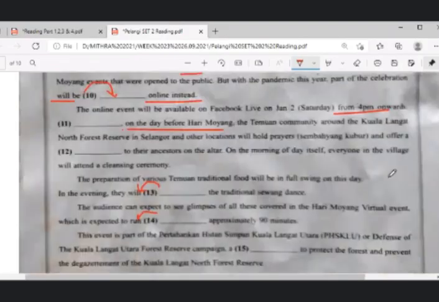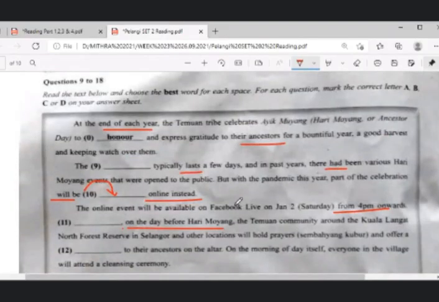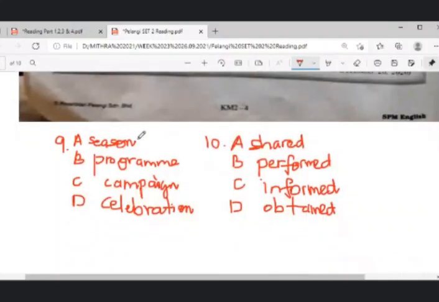What do you think the answer for number 9? The season, the program, the campaign, or the celebration typically lasts the season or the program or the campaign. What do you think the answer for this? A, B, C, D. Number 9.